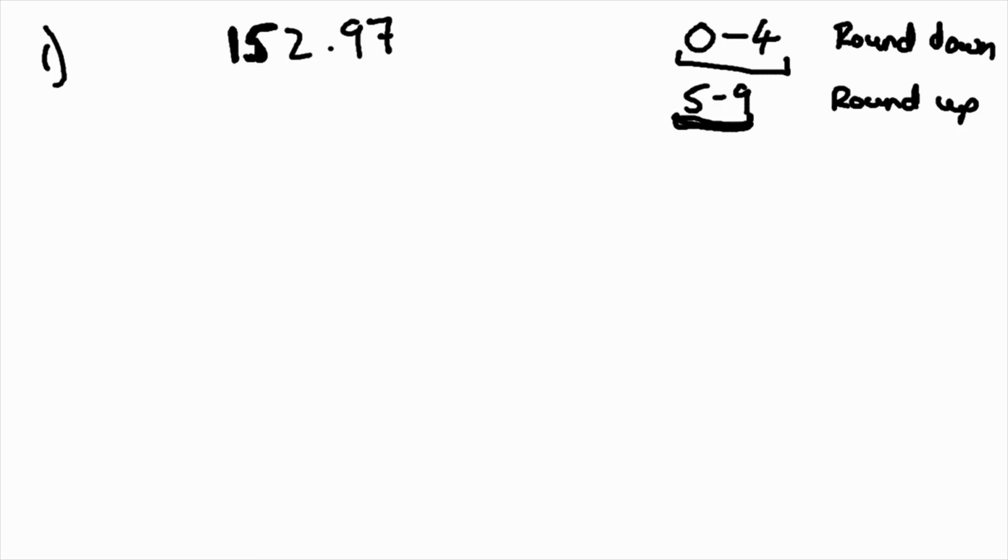For our final example, let's round this to the nearest whole number. So if we're rounding to the nearest whole number, we're rounding to the nearest unit. So that is our 2. We then look right to the 9. Does the 9 make the 2 round up or stay the same? Well, it makes it round up. So rounding to the nearest unit would be 153.